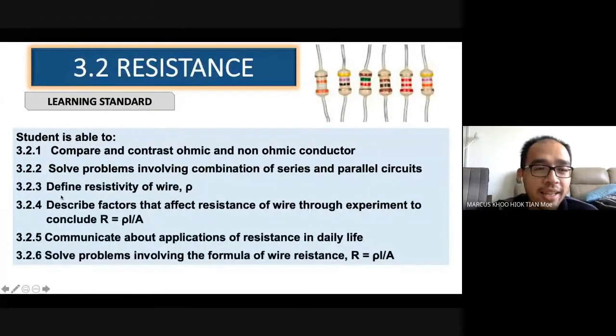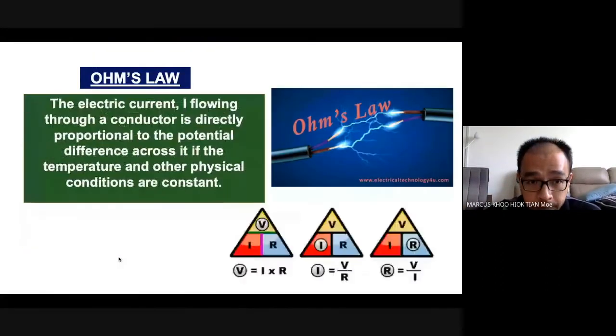Let's take a look at this particular subtopic. As I said before, there are so many things to learn in this subtopic. We started off by talking about resistance, how to calculate effective resistance, and then how to use Ohm's law. Ohm's law states that the electric current is directly proportional to the potential difference if the temperature and other physical conditions are constant. So this is very similar to Hooke's law.